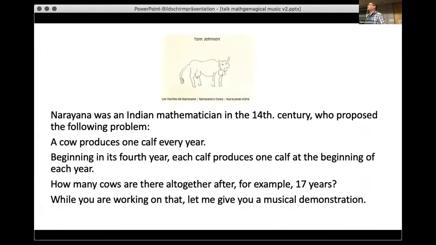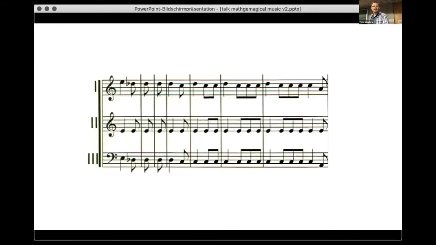Narayana's cows is a simple story. Narayana was an Indian mathematician in the 14th century who proposed the following problem. A cow produces one calf every year. Beginning in its 4th year, each calf produces one calf at the beginning of each year. How many cows are there altogether after, for example, 17 years? So you can work on it, or you can listen to what I'm going to play, when I demonstrate again what the piece is constructed like.